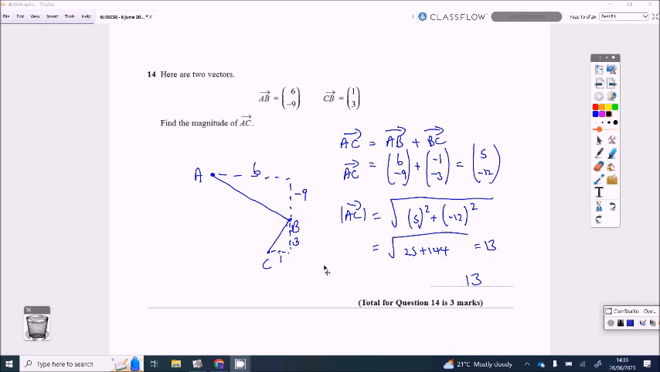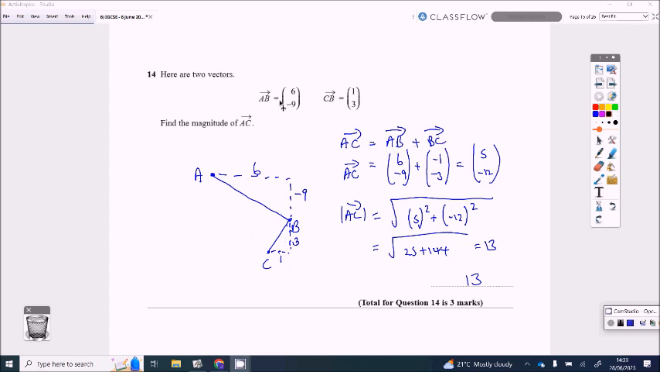And I'm being asked to work out the magnitude of A to C. So the size of this vector if you're going in a straight line from A to C. Now, how do I get from A to C? I go A to B, then B to C.